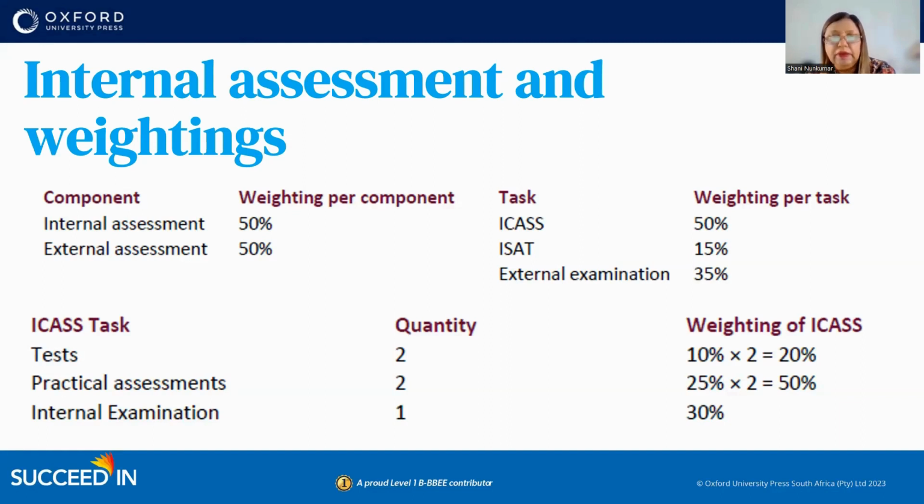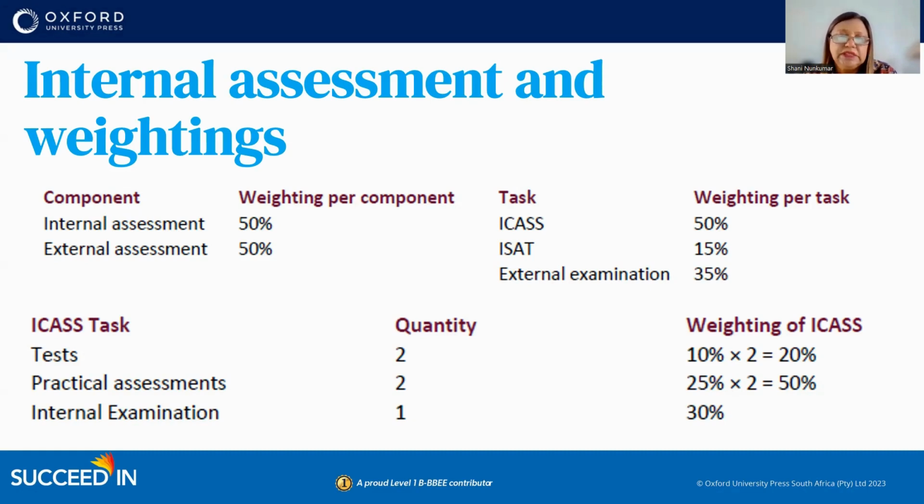Then we look at external now, which is your integrated summative assessment task, which is ISAT, which is 15%, and it is compulsory for learners to complete. Then we have an external examination, which is a summative assessment task, which forms 35%. So as you can see, the two external components, exams and the ISAT, is 50% and ICAS is 50%.